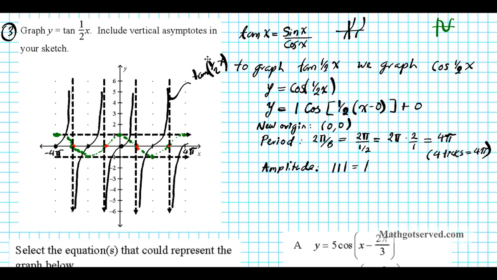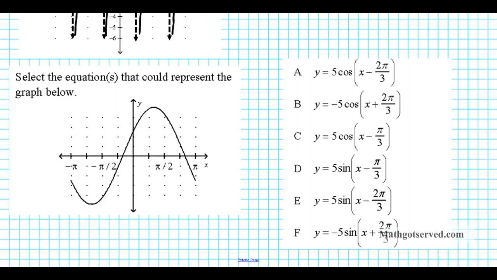Okay, let's take a look at another example. It says select the equations that could represent the graph below. This is number 4. This is a trig function that has been phase shifted either to the left or to the right. I want to consider a phase shift to the right here. That's the closest maximum. So let's draw our new y-axis somewhere over here.